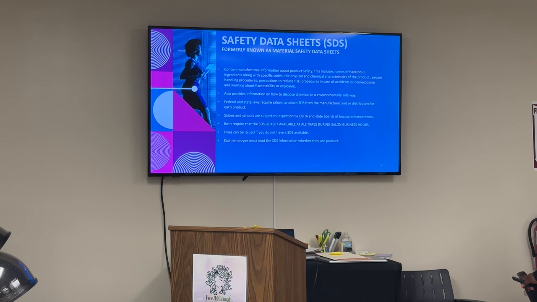The federal and state laws require salons to obtain an SDS from the manufacturer or distributor for each product. All salons and schools are subject to inspection by OSHA and state boards of beauty enhancements. That's the state board, not us. Both require that the SDS be kept available at all times during salon business hours. You can be fined if you do not have an SDS available. Each employee must read the SDS information whether they use the product or not.